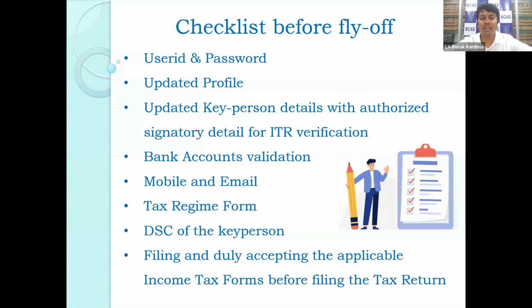Then you have to mention the tax regime. You have to take care of the tax regime, which is to be selected before filing the income tax return. You should have the DSC, digital signature, along with obviously the password for the DSC of the person who is going to sign that income tax return. And before filing the income tax return, one has to file all the income tax forms which are duly applicable to that assessee. It is suggested to accept that form also before filing this income tax return.